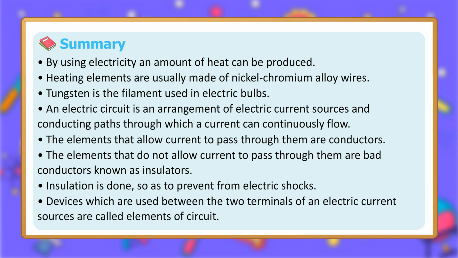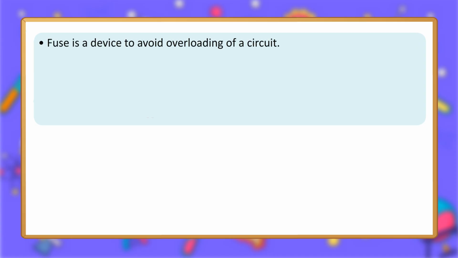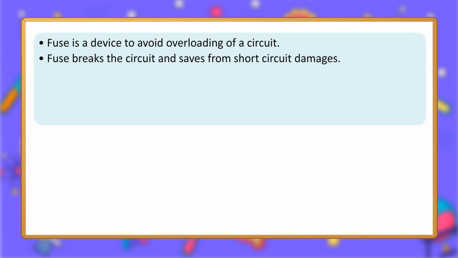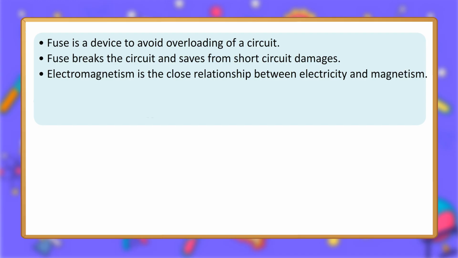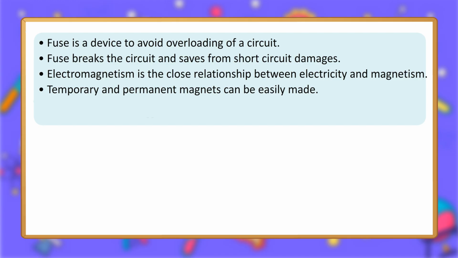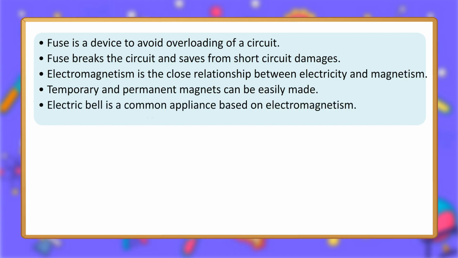Devices which are used between the two terminals of an electric current source are called elements of a circuit. A fuse is a device to avoid overloading of a circuit. A fuse breaks the circuit and saves from short circuit damages. Electromagnetism is the close relationship between electricity and magnetism. Temporary and permanent magnets can be easily made. The electric bell is a common appliance based on electromagnetism.